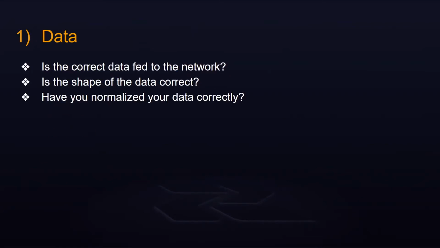Let's see some examples of how visualization helped us improve our neural networks. As you all know, data is really important in deep learning. We need to make sure that we are feeding the correct and good data to the network, because the network will learn what we feed it. We need to make sure that the shape of the data is correct and the pre-processing and normalization are correct.